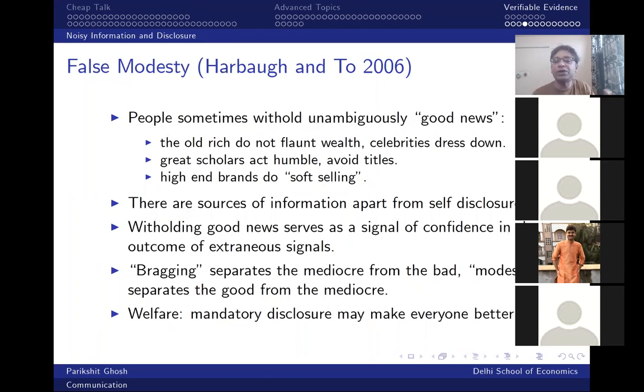And that's the way in which he's signaling his ability: that I don't need to go out and brag about my relatively smaller achievements. My bigger achievements will come to the fore anyway, and I'm confident about that. So that is what is false modesty, right? Or strategic modesty, if you will. So we'll see that in a simple model.